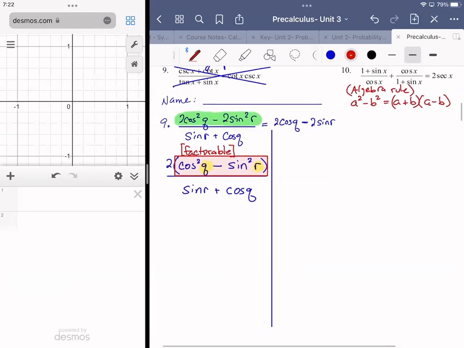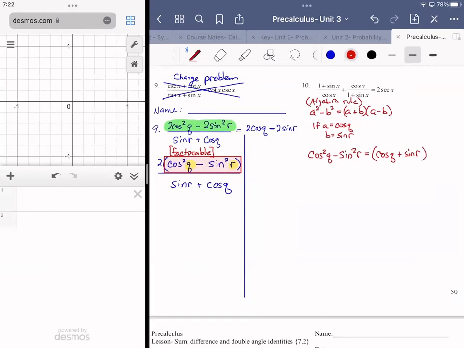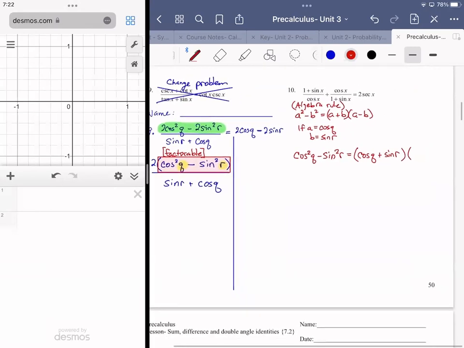Ultimately, that's going to amount to the same thing, because if a is equal to cosine of q and b is equal to the sine of r, then I would get this expression here. I'd have cosine squared q minus sine squared r, the expansion of which would be cosine q plus sine r times cosine q minus sine r.